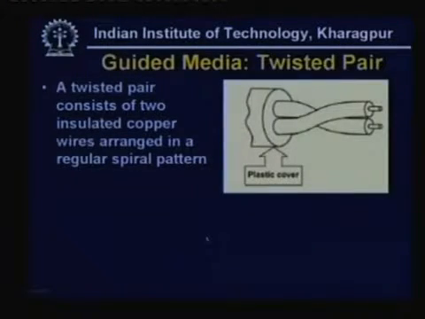First, we shall consider the twisted pair cable. A twisted pair cable consists of two insulated copper wires arranged in a regular spiral pattern. As you see in this diagram, this is one conductor, this is another conductor. You have got two conductors, and this is insulated, here is your insulator.